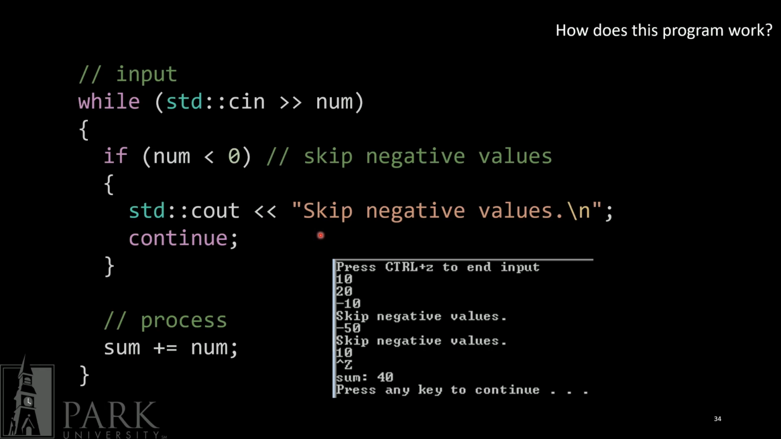And you can see the program execution gives us something like this, where we can put in 10, 20, negative 10. It says, oh, we're skipping. We put in negative 50. We're skipping. We put in 10. And so our sum, you can see, is 10 plus 20 plus 10 is 40.